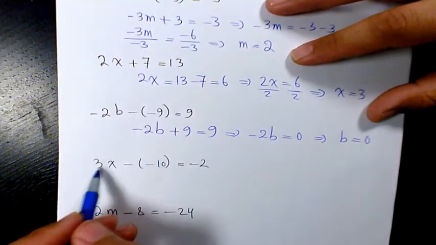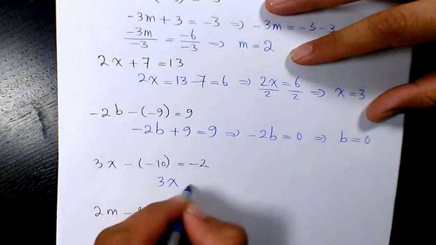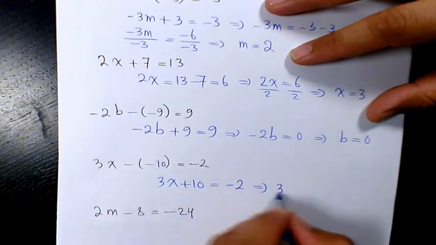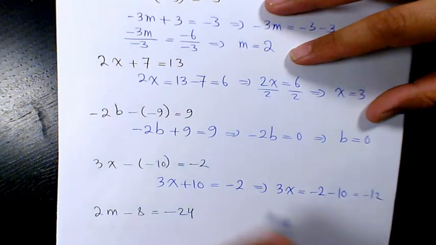So next one, negative 3x minus negative 10 equals negative 2. So we have 3x plus 10 equals negative 2. So we have 3x equals negative 2 minus 10, which is negative 12. So we have 3x divided by 3, negative 12 divided by 3. So x will be negative 4.